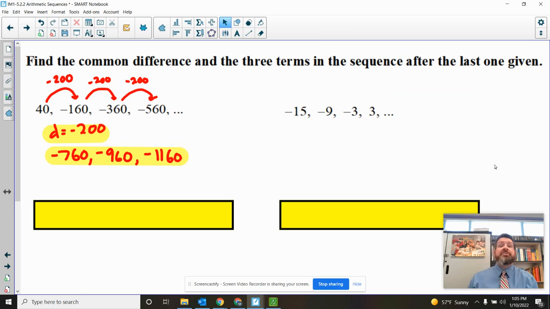Okay, I'd like you to do the same thing with this next one. Quick pause if you would. I want you to try it and then unpause when you're ready to check, okay?